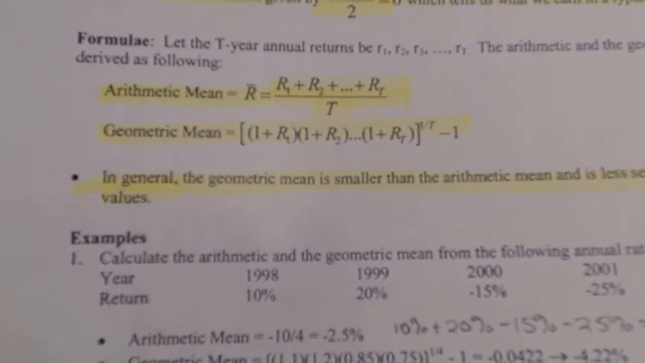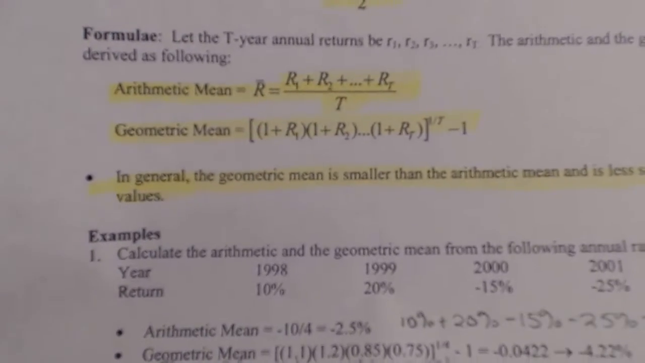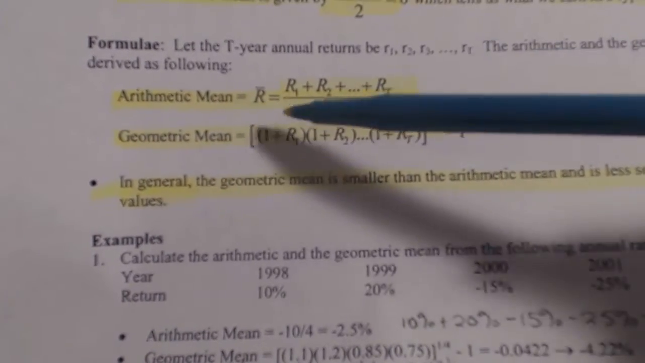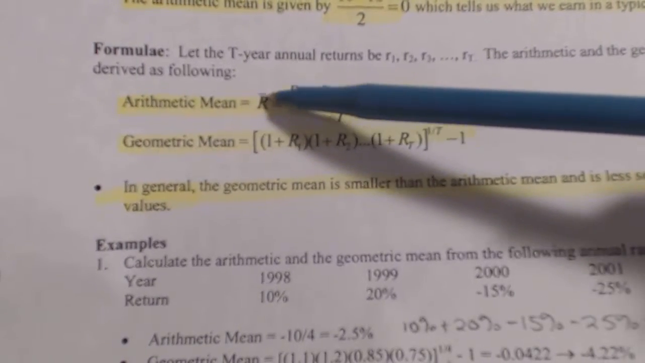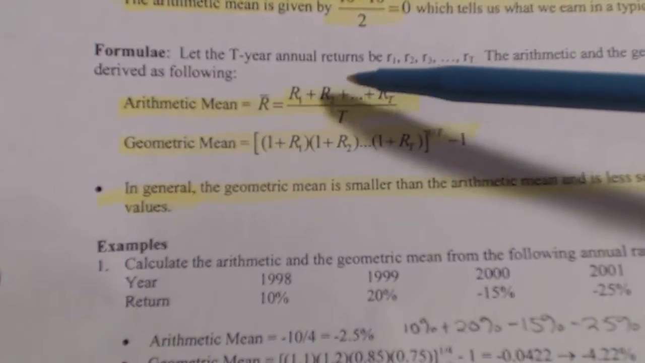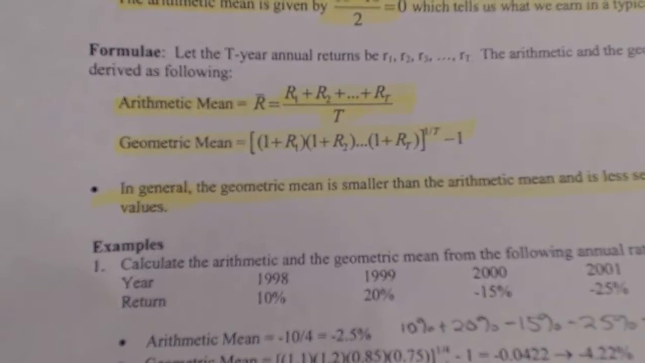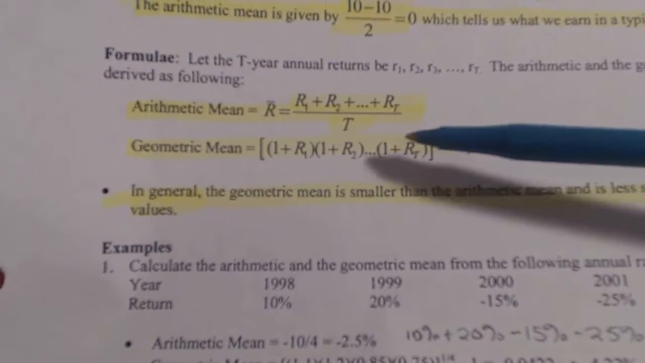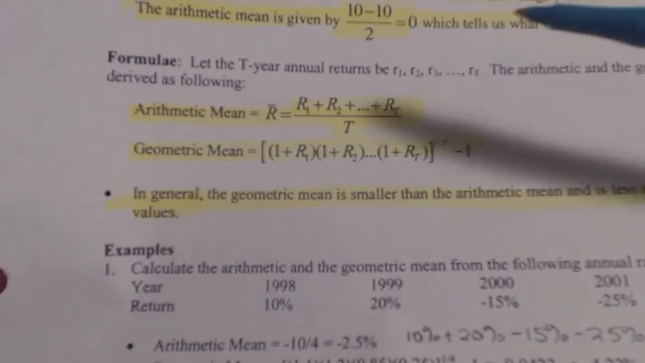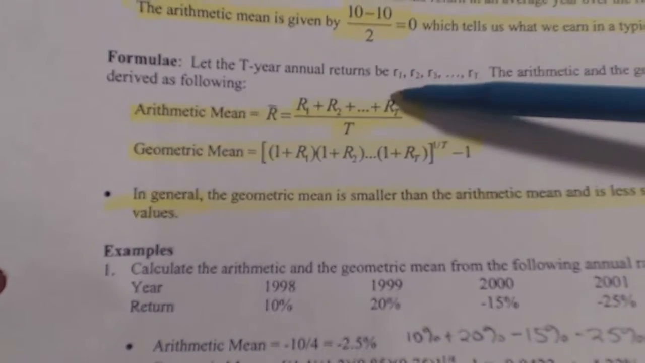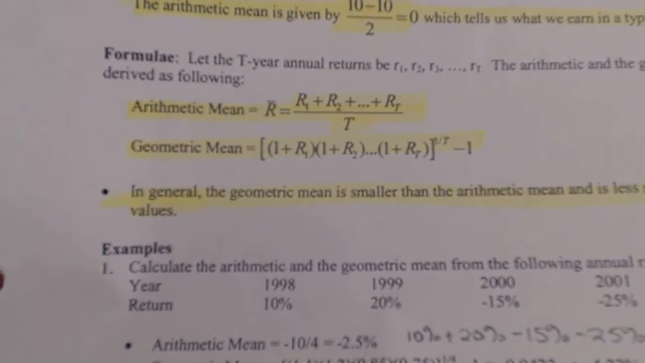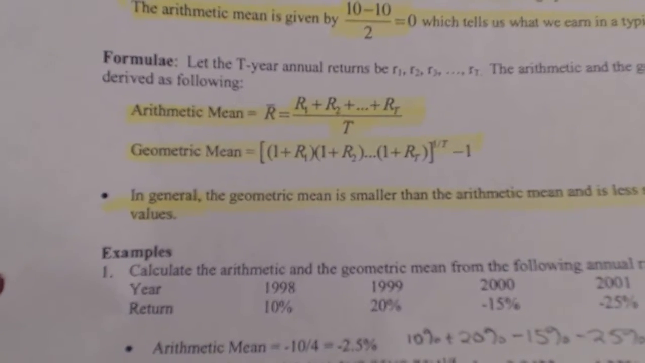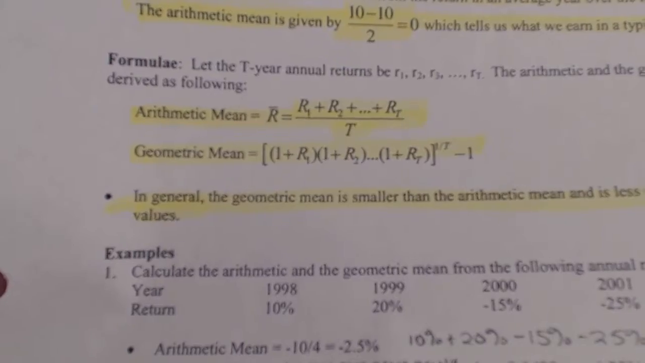Okay, so remember, there's two ways to figure out the mean. One is the arithmetic way, which is basically just a simple average. The math mean is each one of the different returns, divided by the time periods. So if you have 4 different returns, you just add them together, divide by the 4 time periods, and that gets you just an average of the mean.